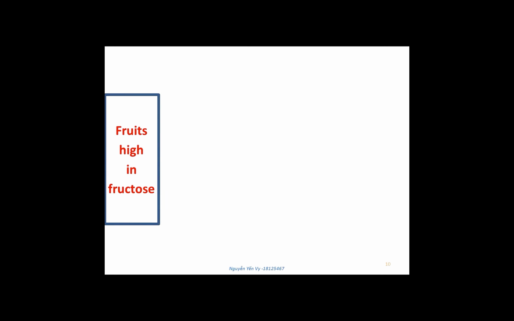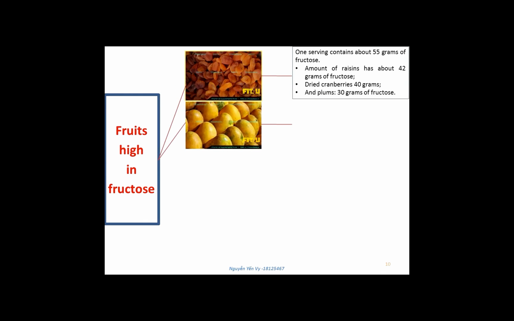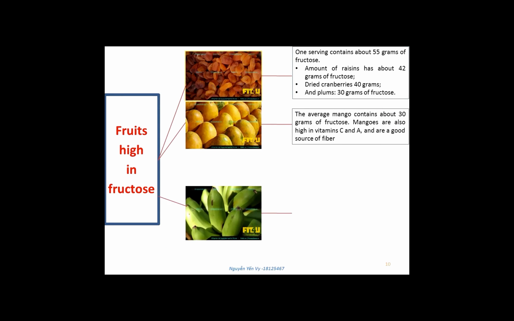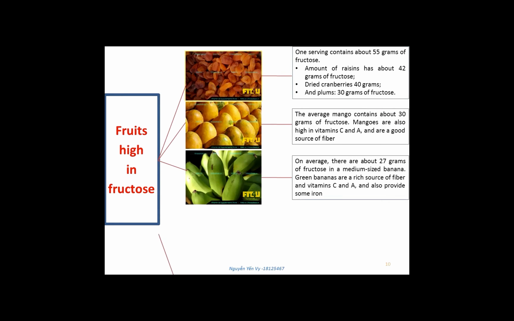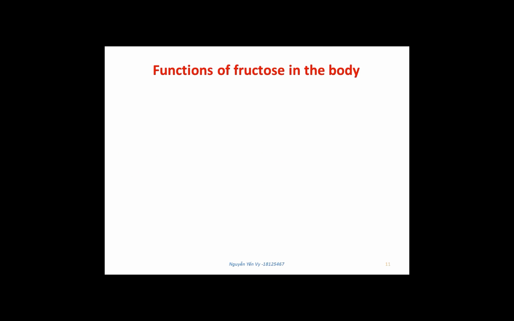I have some examples of fruit with high fructose, such as dried fruit, mango, bananas, and the like. Besides the fructose, these foods also contain a small amount of substances that are beneficial to your health. The next slide will show you the function of fructose in the body.